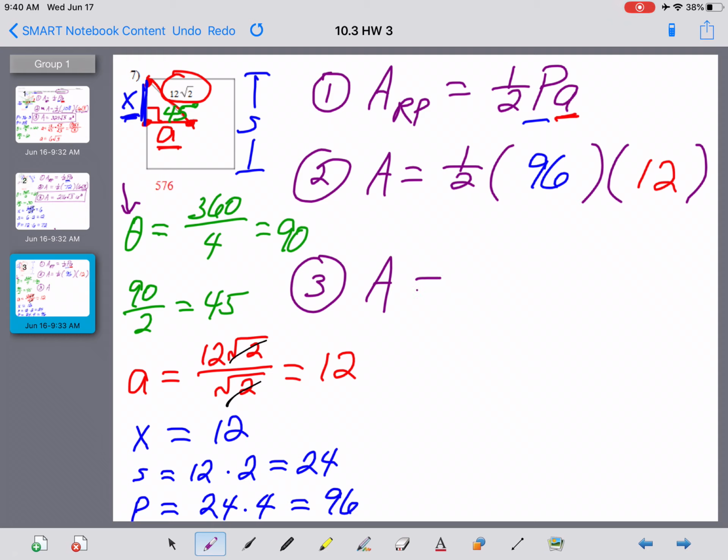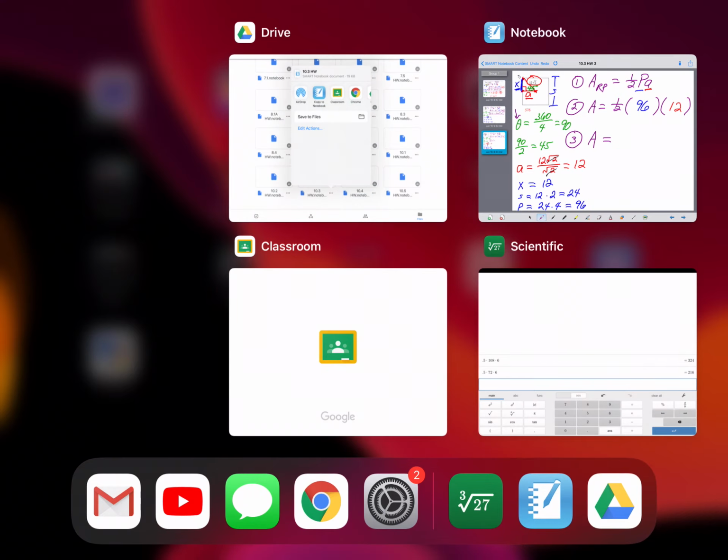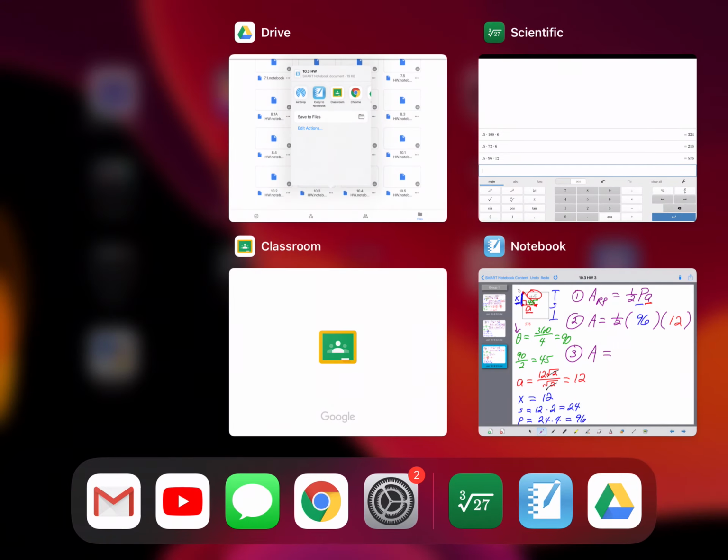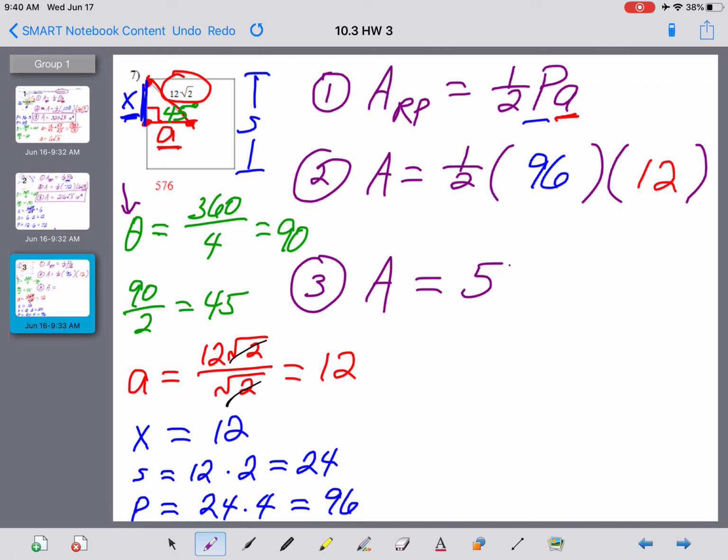So now it's time to go to the calculator, and you'll notice with this one, there are no irrational numbers. There are no square roots here. Everything is a nice rational number, so we can type all of it into the calculator at once. 1/2 times 96 times 12. And that's going to get us our answer here, everybody, of 576 square units for the area of this square here in problem number 7.